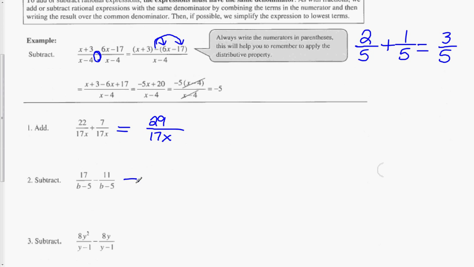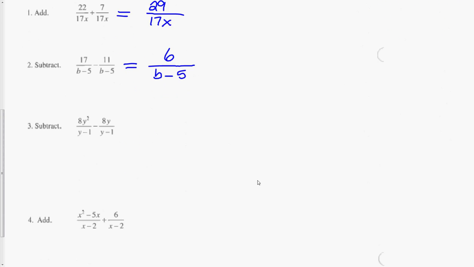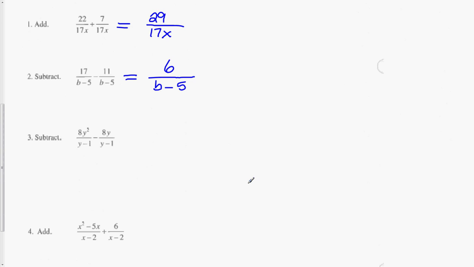On this next one, I have b minus 5 as my denominator for both of those. So b minus 5 carries over. 17 minus 11 is going to give me 6. And so I cannot cancel a 6 with either the b or the minus 5 on the bottom because we can't cancel that way on these rational expressions. So you see some of these are going to be very straightforward if they have common denominators already.